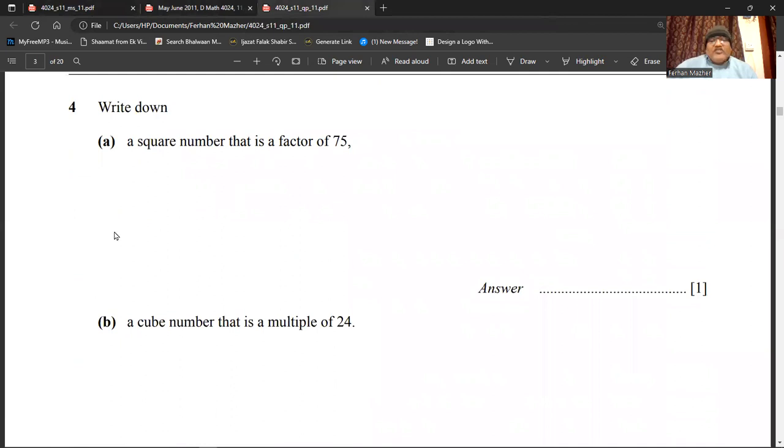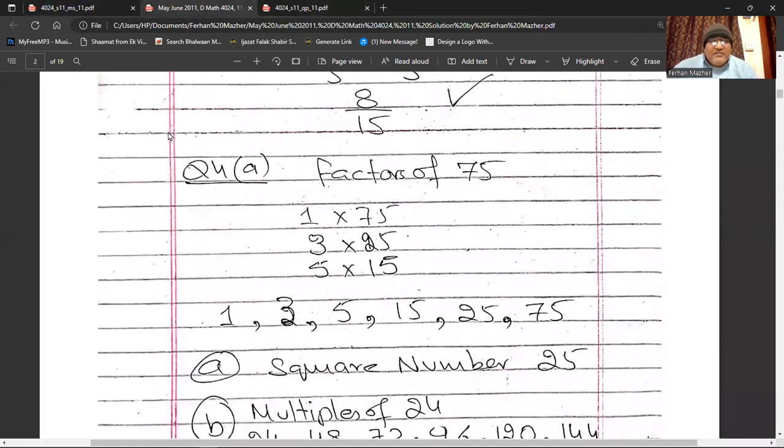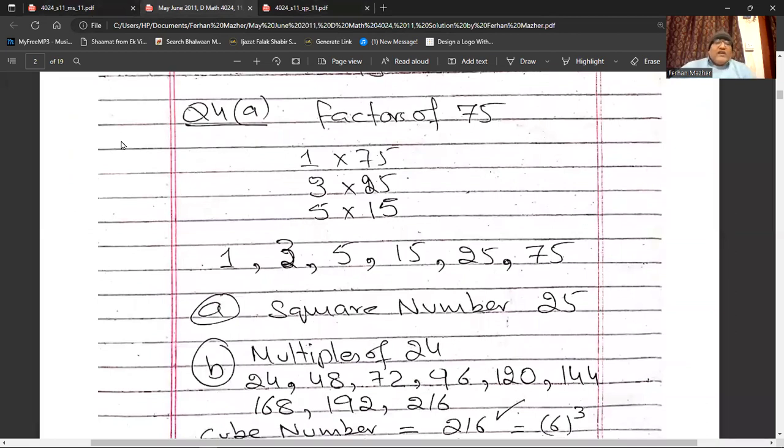Then he says, question number 4, A part: write down a square number that is a factor of 75. So first of all, I will note down what are the factors of 75. The factors of 75 are 1 multiplied by 75, 1 and 75, they are factors. 3 and 25, they are factors. 5 and 15, they are factors. So the list of the factors of 75 is 1, 3, 5, 15, 25, 75.